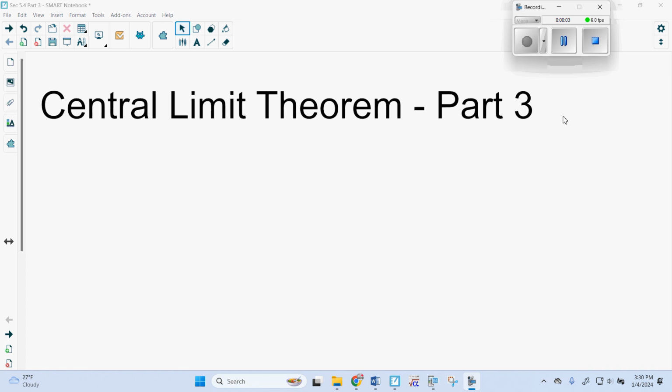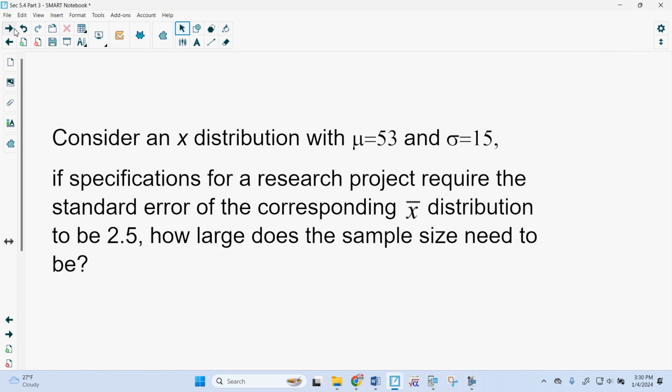We're going to continue to look at the central limit theorem. This is part 3 of our look at the central limit theorem. Now, consider an X distribution, right? That's our original parent distribution with a mean of 53 and a standard deviation of 15. If the specifications of a research project require the standard error of the corresponding X bar distribution to be 2.5, how large of a sample is needed?